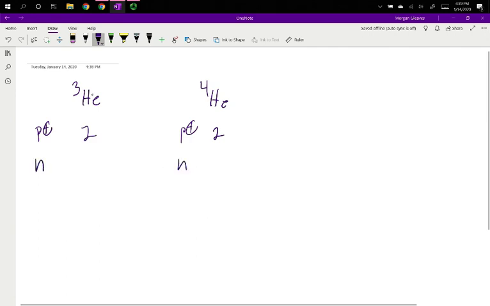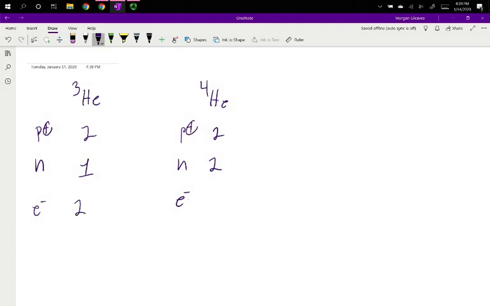Neutrons in each of them, well, helium-3 has 3 total things in its nucleus. 2 of them were protons, so there's 1 left. 3 minus 2 equals 1, 1 left to be a neutron. For helium-4, there are 4 things in the nucleus. 4 minus 2, there's 2 left over. There are 2 neutrons. And in terms of electrons, well, they both have no charge, so they must have as many electrons as protons. So 2 positives and 2 negatives means that there are no extra positives or negatives.